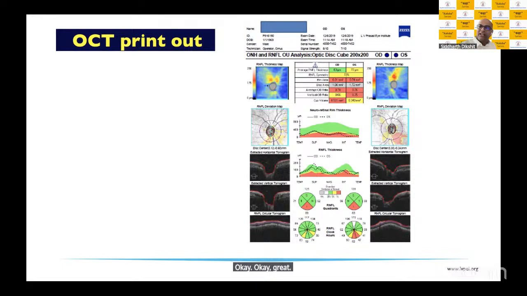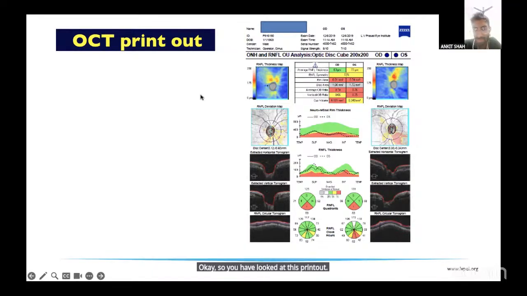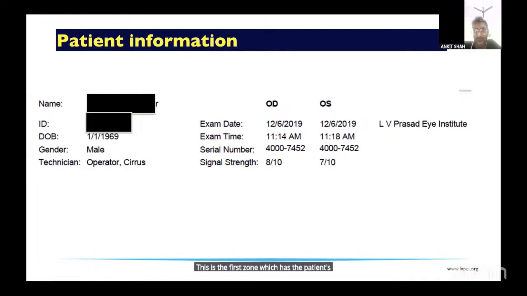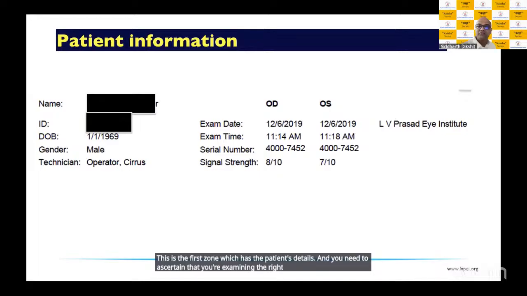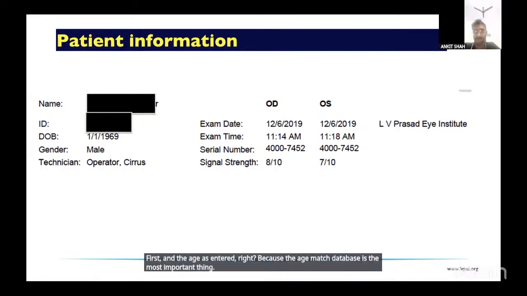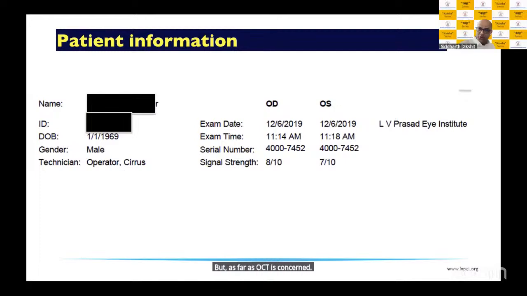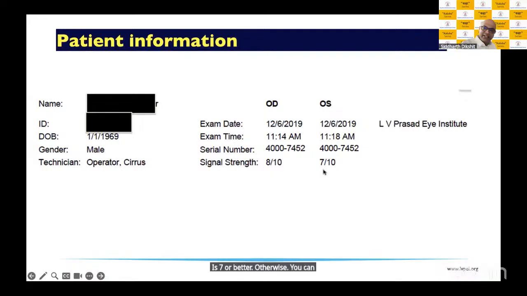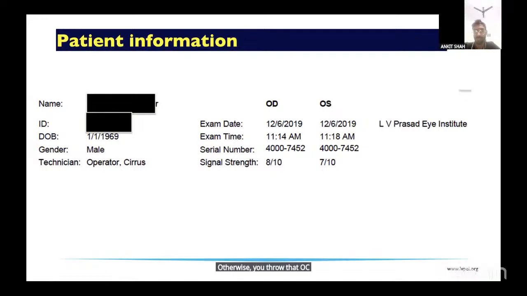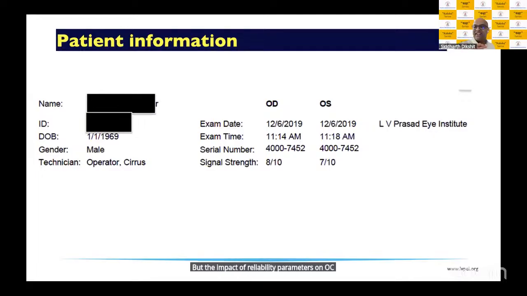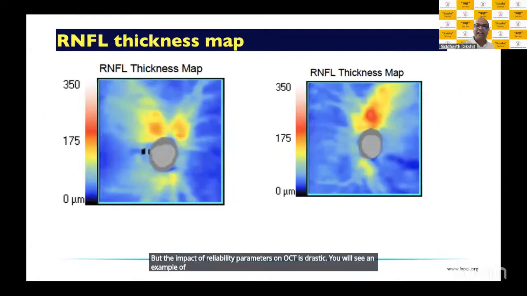Okay, great. Then I will quickly wrap up at least one segment of what the printout shows. Okay, so you have looked at this printout, and I will quickly try to go through each of these segments. This is the first zone, which has the patient's details, and you need to ascertain that you're examining the right person first, and the age has been entered right, because the age match database is the most important thing. But as far as OCT is concerned, you have to make sure that the signal strength is 7 or better. Otherwise, you throw that OCT. The impact of reliability parameters on visual field is significant, but the impact of reliability parameters on OCT is drastic. You will see an example of that later if I get another class.